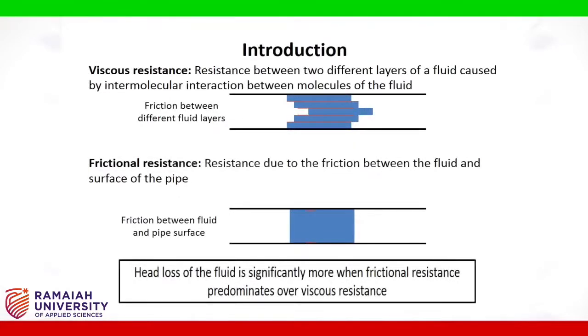Here we can see the difference between the viscous resistance and the frictional resistance. For viscous resistance, the red line indicates the resistance between different fluid layers, and for frictional resistance, the red line indicates the friction between fluid and pipe surface.